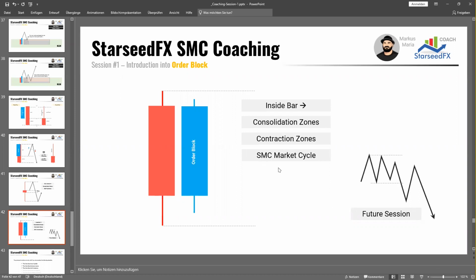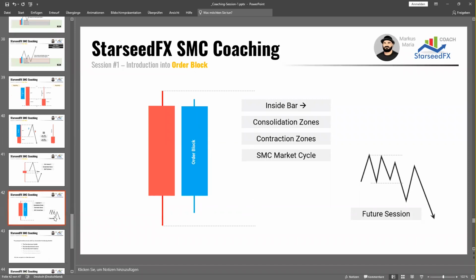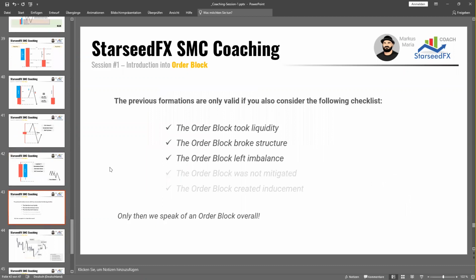But I think the SMC market cycle is such an important topic that we should cover it, of course, in its own session. It's a strong strategy by itself, to be honest. So all I want to say here is, an inside bar could easily be an SMC market cycle on a lower time frame, and it's a strong zone which you can mark up as an order block. You can consider it as an order block.